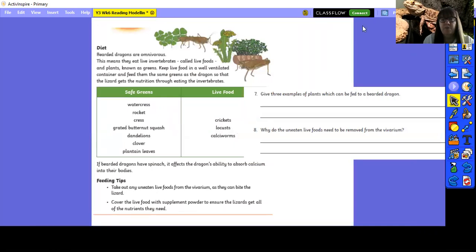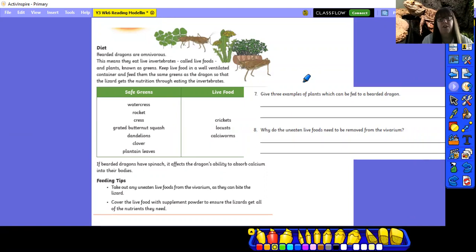Let's have a look, move myself out the way, there we go. What are we going to be looking at today? We're going to look at the diet paragraphs and information section today, and we're going to answer these two questions. Give 3 examples of plants which can be fed to a bearded dragon. Okay, so from that, what do I need to realise I've got? I need 3 plants that are food for the bearded dragon.